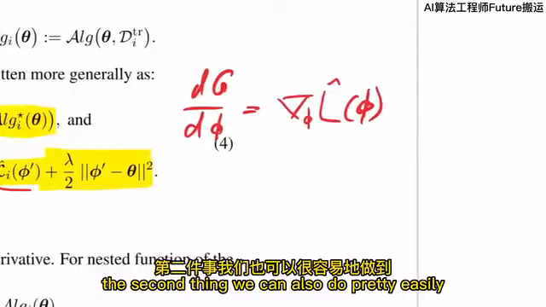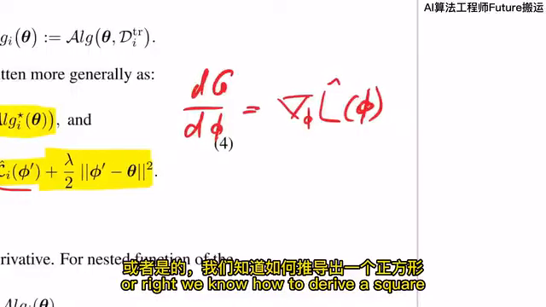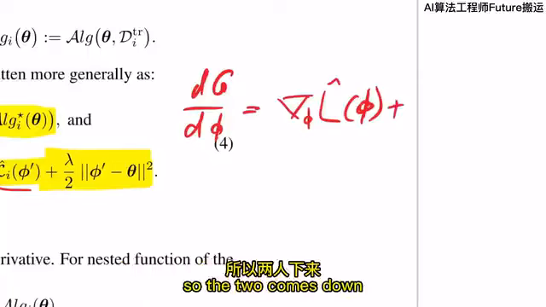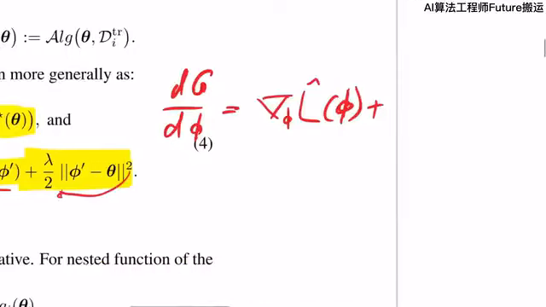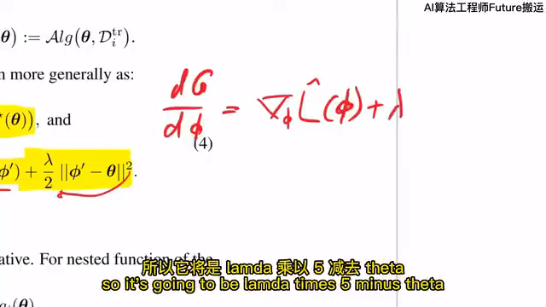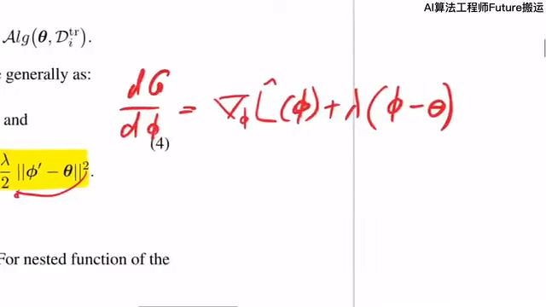The second thing we can also do pretty easily. This is an L2 norm. All right, we know how to derive a square. So the 2 comes down, and this will simply result in this vector right here. So it's going to be lambda times phi minus theta. Okay, now this was relatively easy.